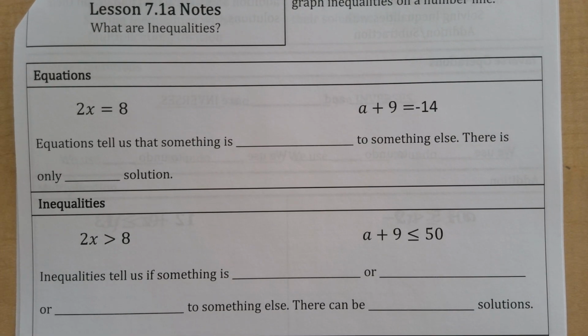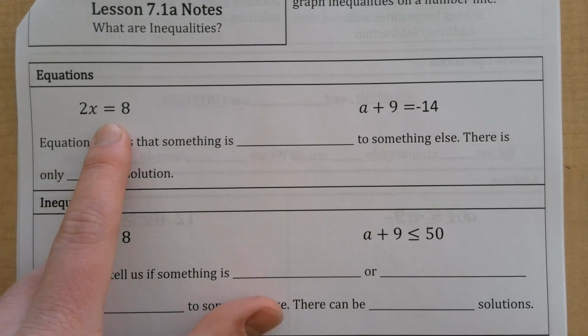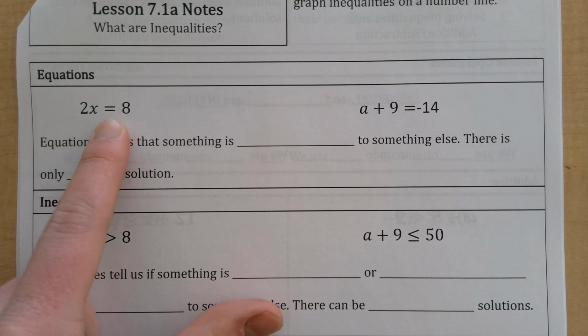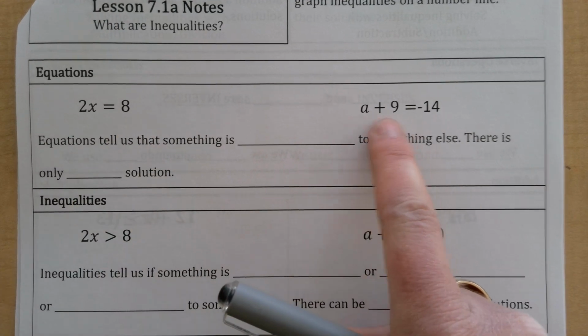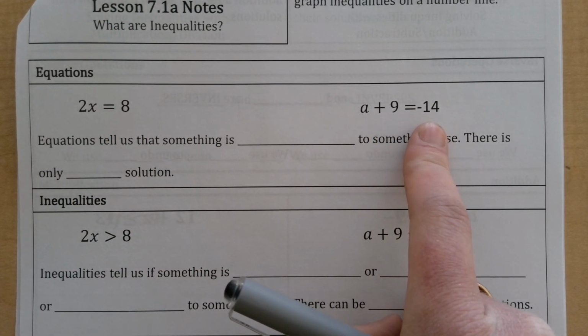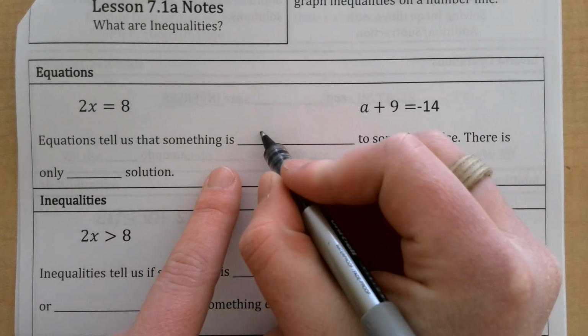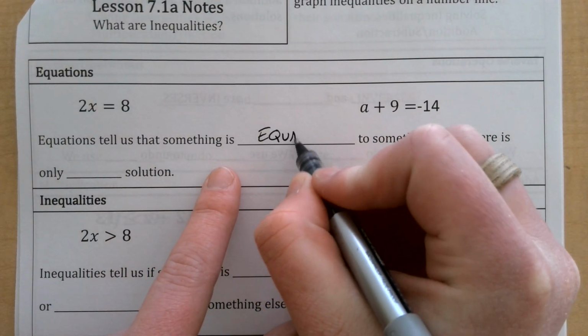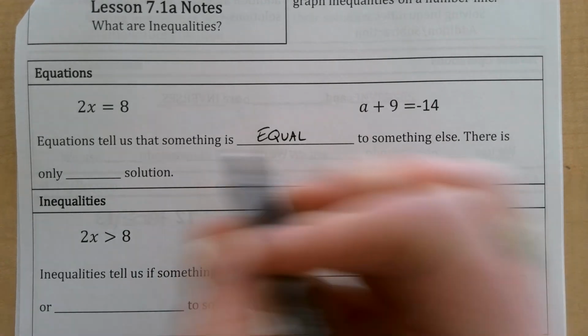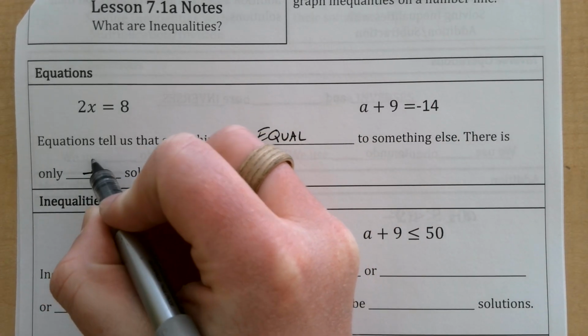Before we talk about inequalities, we need to refresh equations. I know we just looked at how to solve two-step equations, but it's important to remember why inequalities and equations are different. We have two examples of equations. We have 2x equals 8, and we have a plus 9 equals negative 14. So equations tell us that something is equal to something else. There is only one solution.